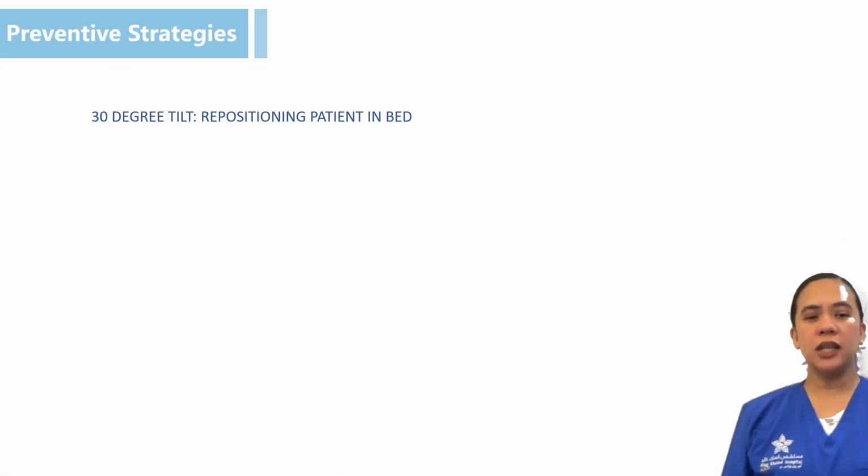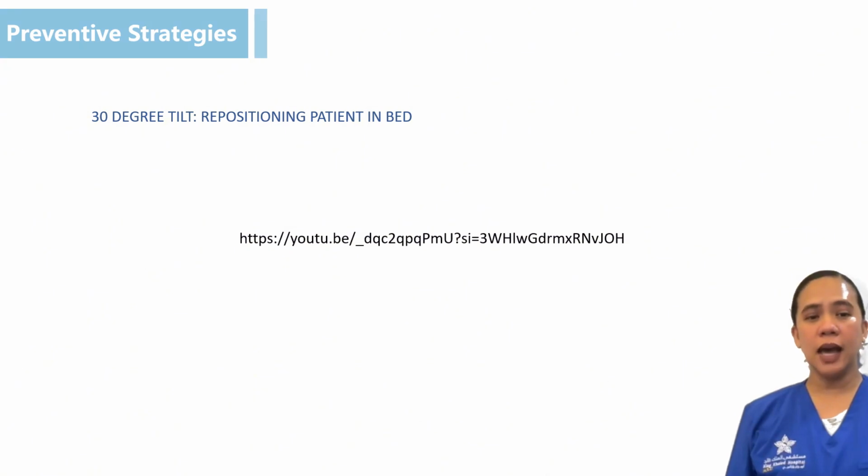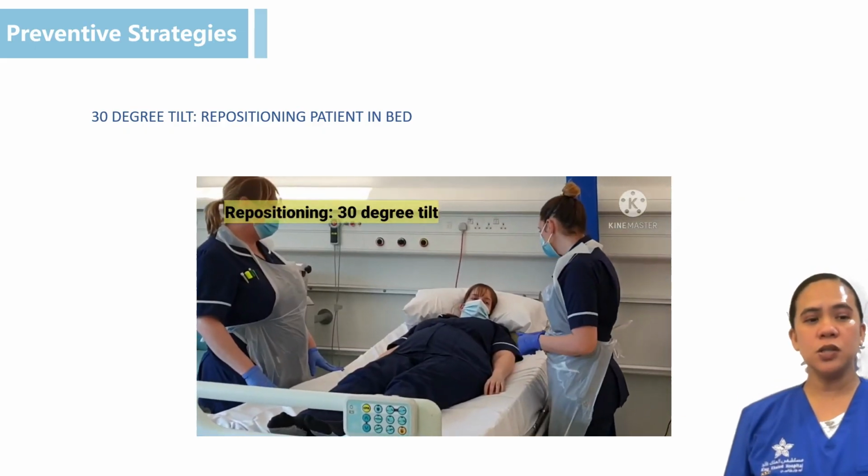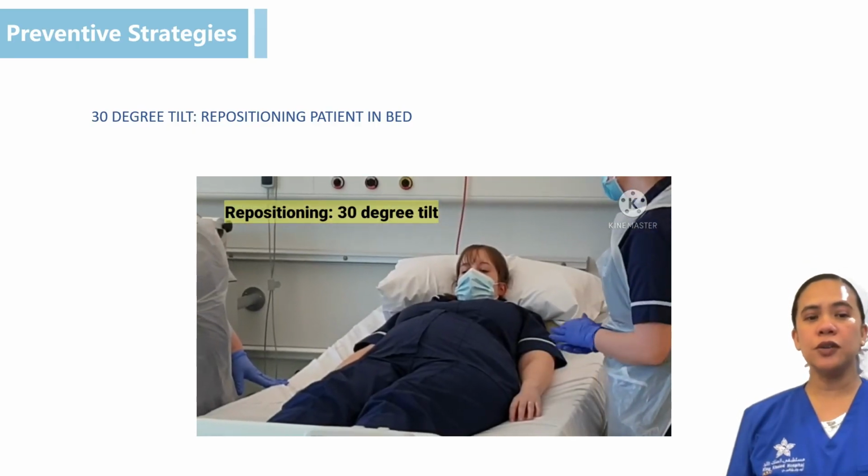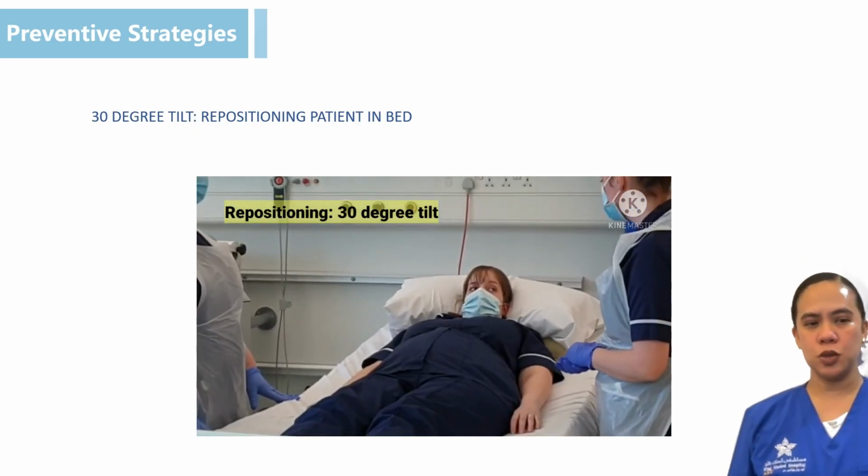We've discussed the significance of repositioning in preventing pressure ulcers. Now, let's watch a short video that demonstrates the 30-degree tilt technique. Pay close attention to the patient's repositioning and the use of support devices to ensure effective pressure redistribution.